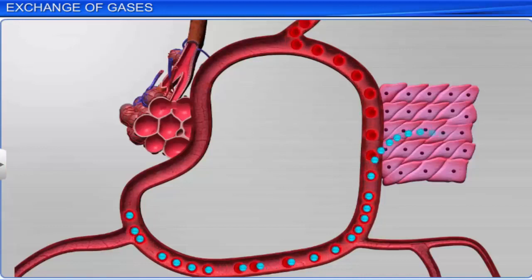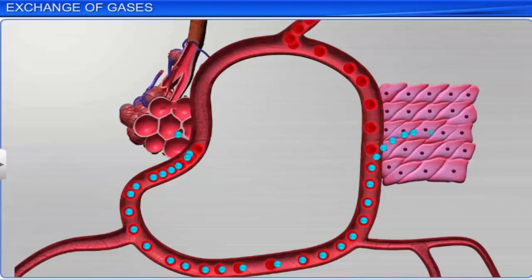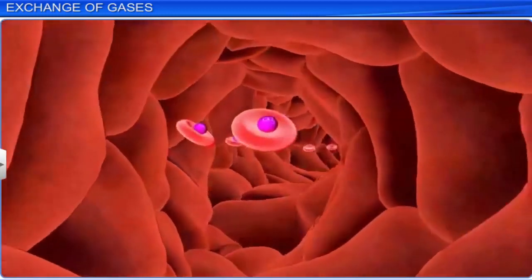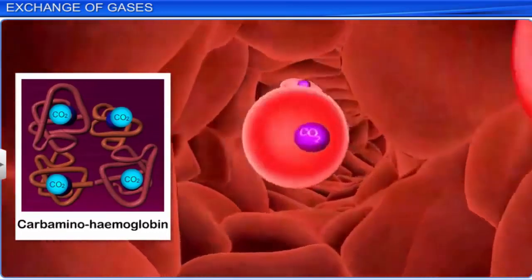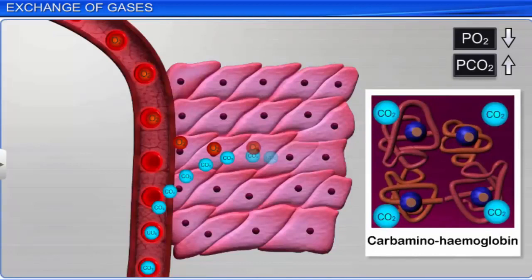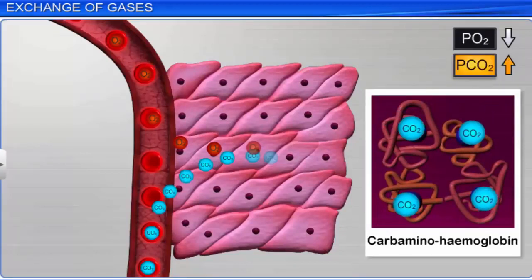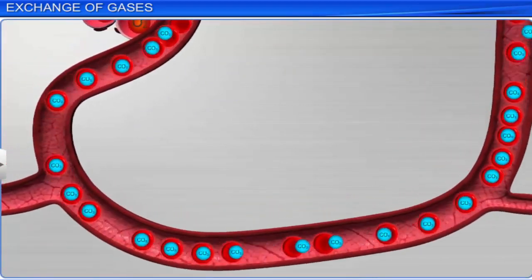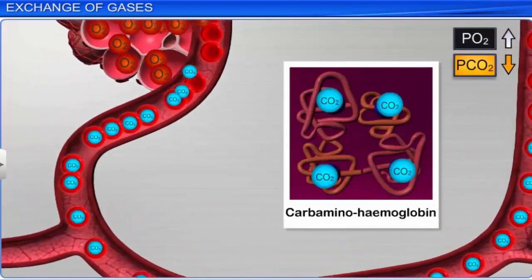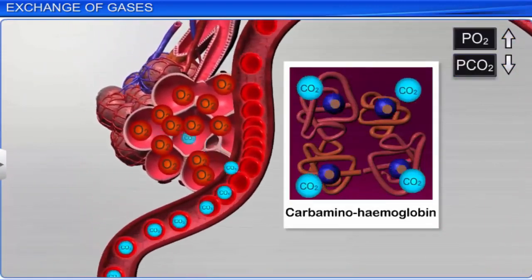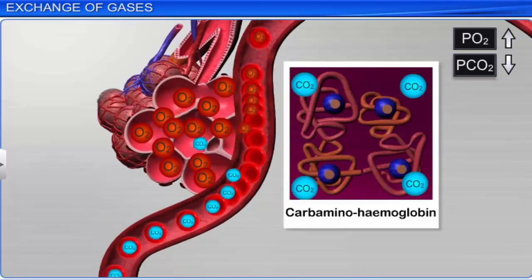Now let's understand how carbon dioxide is transported from tissues to alveoli. Carbon dioxide is carried by hemoglobin in blood as carbaminohemoglobin. The binding of carbon dioxide and hemoglobin is high in tissues where carbon dioxide partial pressure is high and oxygen partial pressure is low. On the other hand, when carbon dioxide partial pressure is low and oxygen partial pressure is high, as in alveoli, dissociation of carbon dioxide from carbaminohemoglobin takes place.